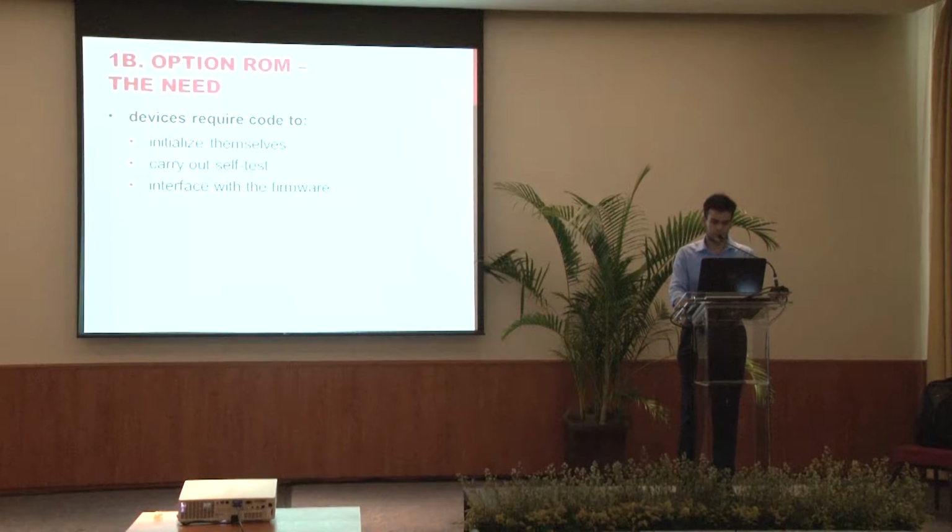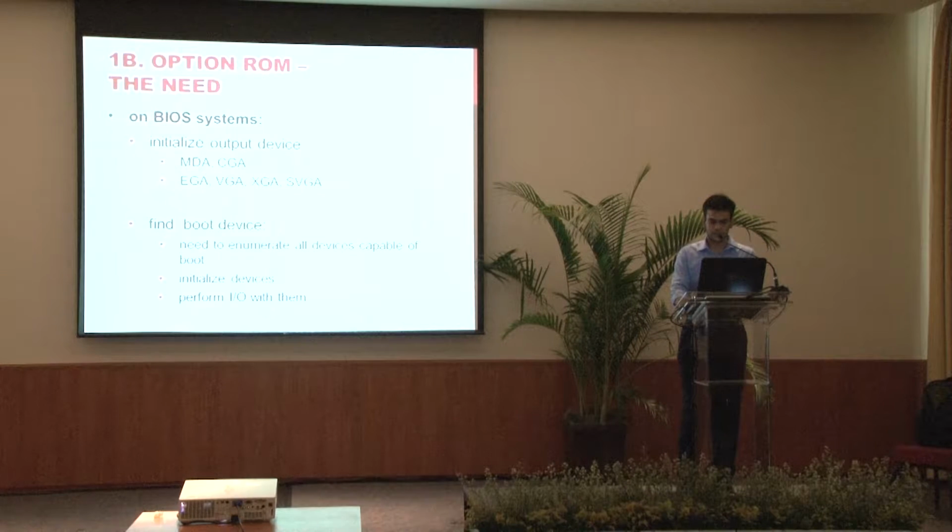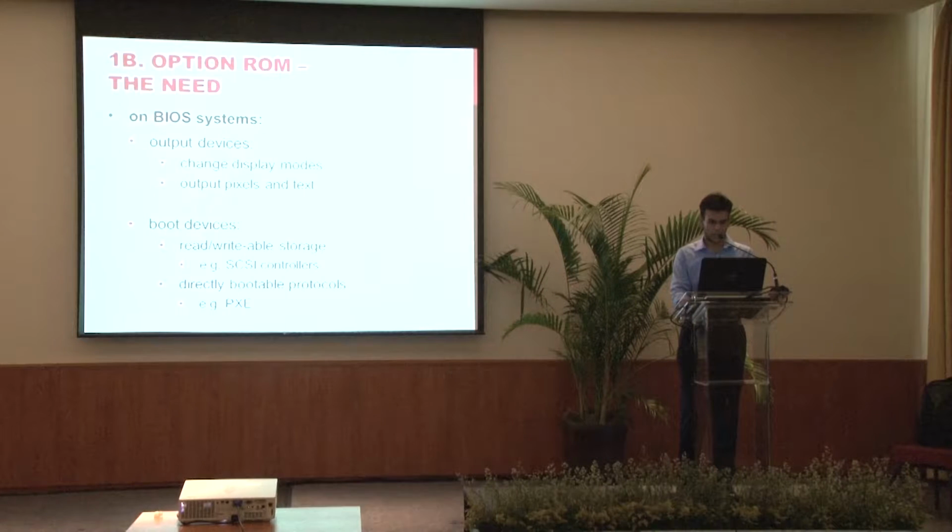So why do we need option ROMs? Each device in your computer requires code to initialize itself and to carry out self-test using the POST. Then they require code to interface with the firmware, because the firmware might need the device. On BIOS systems, these are divided into output devices, for example MDA, CGA, EGA, VGA. All of these have option ROMs for initialization. And then the BIOS needs to find the boot device. For that, you need to enumerate all devices capable of boot, initialize them, and then perform I/O with them.